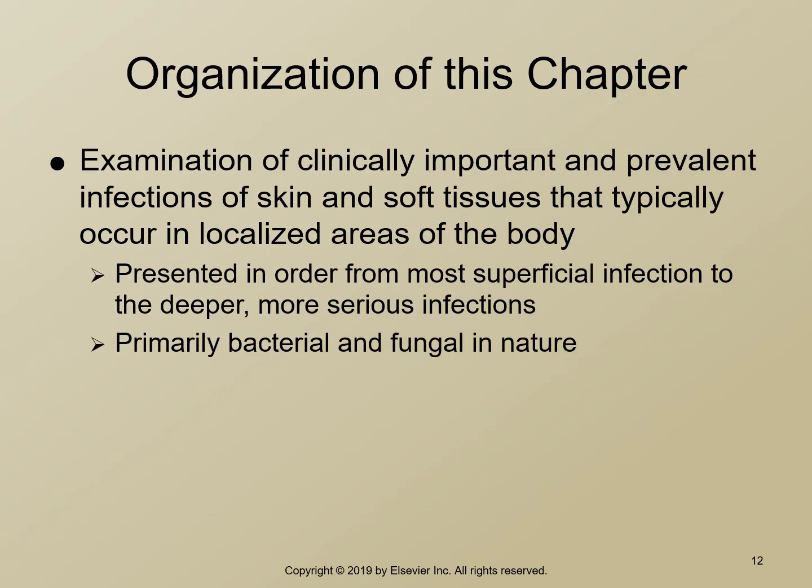So in this chapter, we're looking at the clinically important and prevalent infections of the skin and soft tissue. And first we'll look at those that occur in localized areas of the body. So the way the textbook is divided, it's presented from the most superficial and localized infections to the deeper, more serious infections that then can become systemic. The textbook covers bacterial, fungal, and some other organisms as well, but like I mentioned before, we're going to be looking primarily at the bacterial causes of these skin infections.